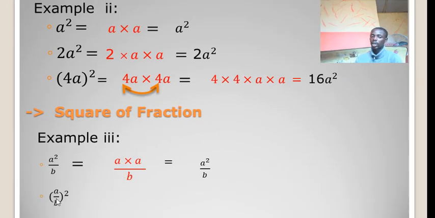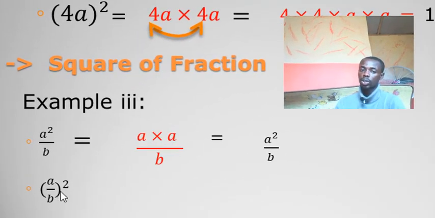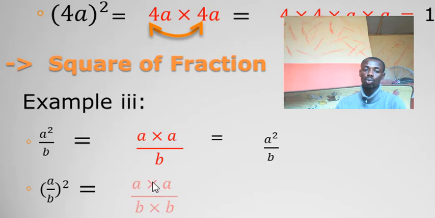Here we have a over b all squared in the bracket. So the whole fraction is squared. Remember, here it's only the numerator that is squared. The denominator is not squared. So here we have a over b. Now that's going to be equal to a multiplied by a all over b multiplied by b. The square affects a here, and it also affects b, but there it only affects a. So equals a squared over b squared. So this can also be written as this.